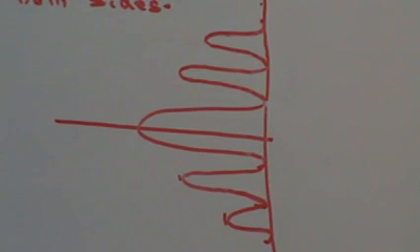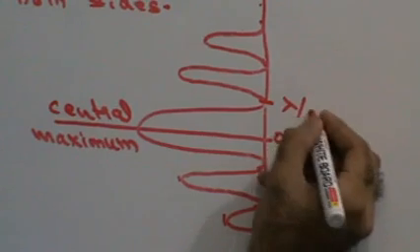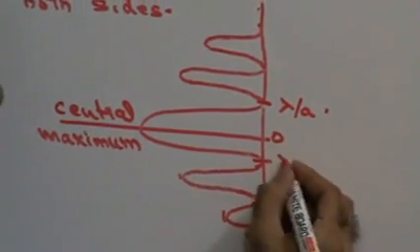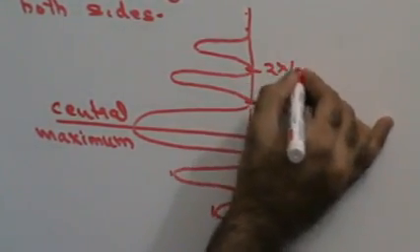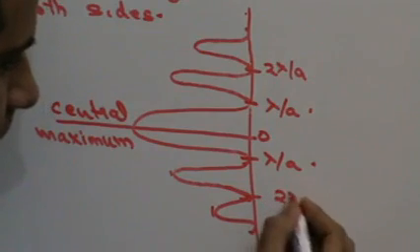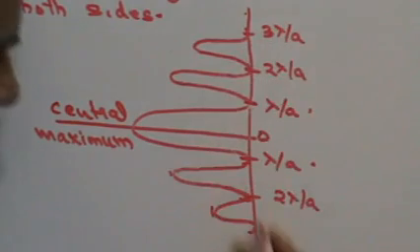This wavelength here shows maximum intensity. This is the central band, which will have maximum intensity, right, which is at point O. Now the dark band is going to be formed at lambda by 8 on either side. The next dark band is going to be formed at 2 lambda by 8 on either side, and so on and so forth. The next dark band will be at 3 lambda by 8.